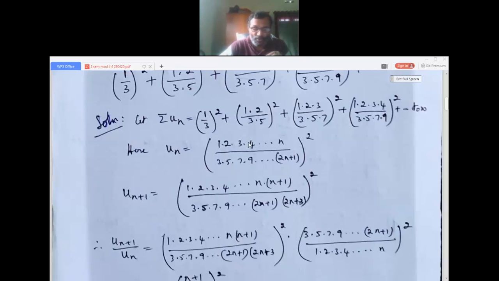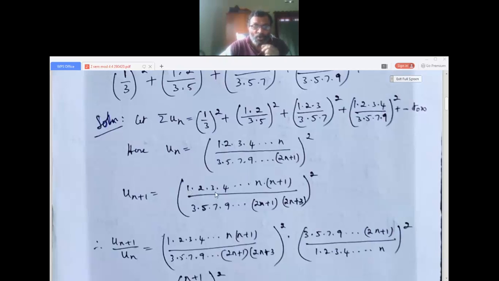So what will be u(n+1)? The u(n) term is already there, so one more than that. Suppose this is the u(n) term, say u7, the 7th term. Then n plus 1 will be the 8th term, the next term. So naturally, wherever there is n, put n plus 1, because the next term has to come.